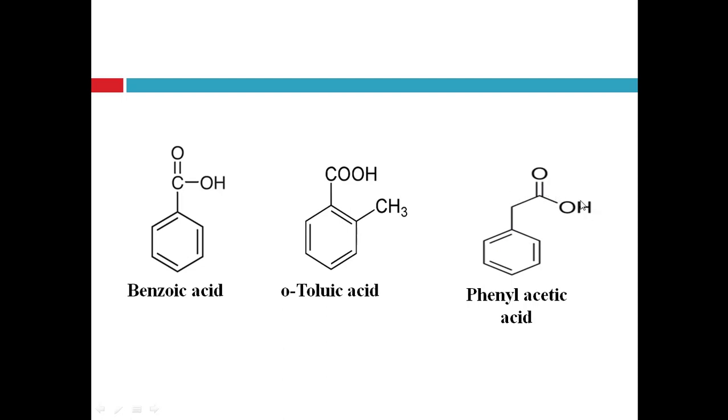The CH2COOH group is acetic acid, and the phenyl ring is considered as a substituent which is present on acetic acid. So from acetic acid, one hydrogen is replaced with the phenyl ring, so it becomes CH2 in place of CH3. So the phenyl ring having the CH2COOH group, that is phenyl acetic acid. Here the phenyl group is considered as a substituent which is present on the acetic acid molecule. So it is phenyl acetic acid.